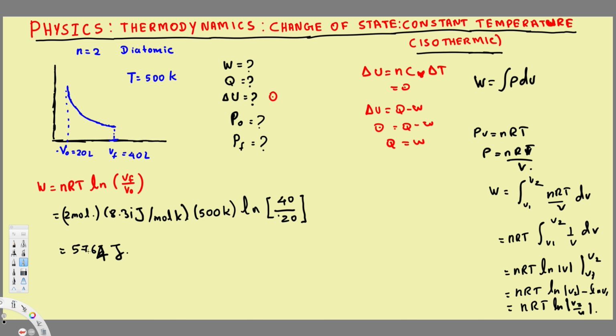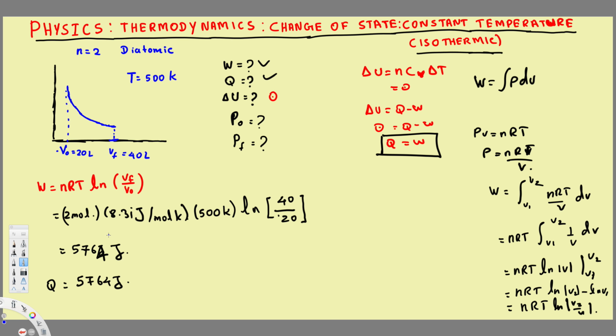We already proved that Q is equal to W. Therefore, Q is also going to be equal to 5764 joule. Now we have answered these three parts. Let's see how we can find the initial pressure.